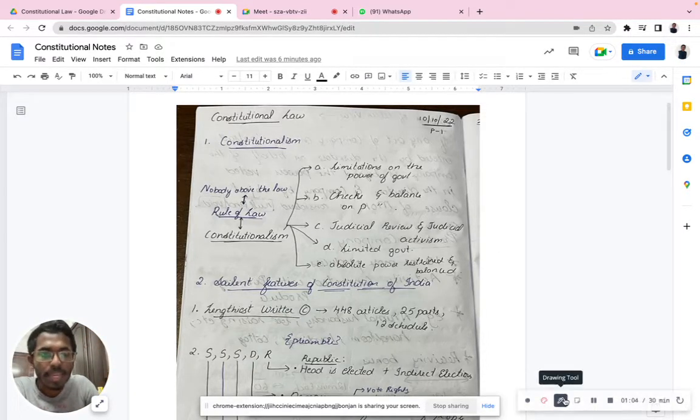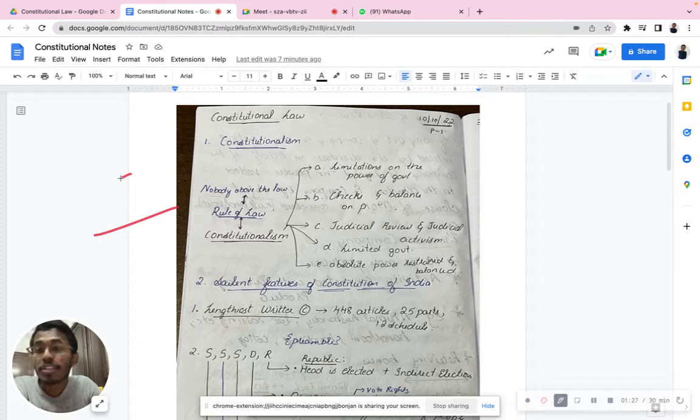This can be an expected 6 mark question for you: what do you mean by constitutionalism, and what is rule of law according to you? See, constitutionalism means, there are three important bodies in our country. Which are the three important bodies? Legislative, executive, judiciary.